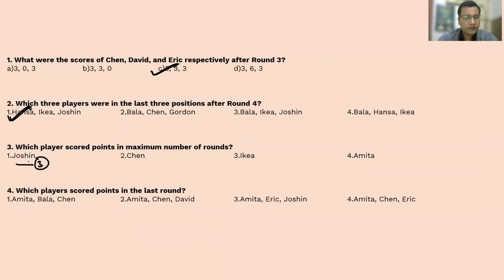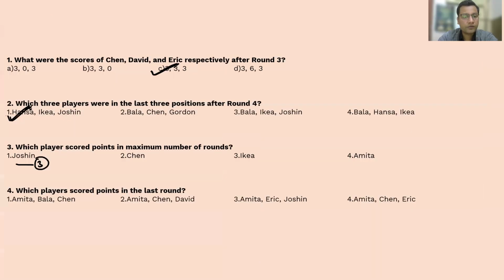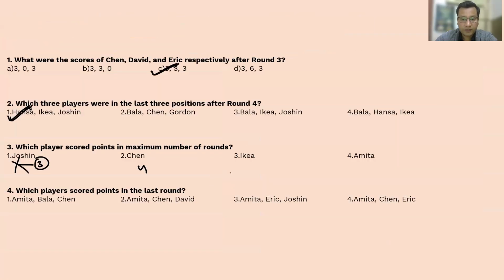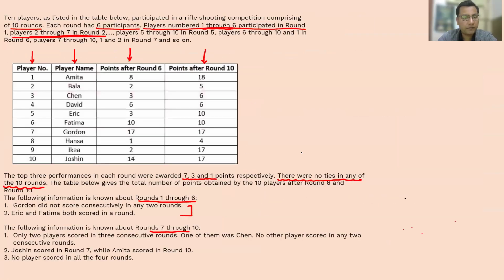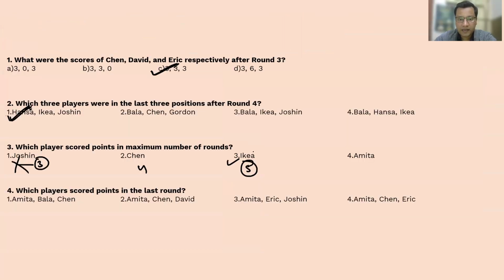Let's check for C. C has scored in round 1, and then 2, 3, and 4. So he has scored in 4 rounds, so this is not your answer. Let's check for I. I scored in 1, 2, 3, 4, 5. So I scored in 5 rounds. And lastly, let's check for A. A scored in round 1, 2, 3, 4. So for sure now I can say I will be the correct answer. So this is 4 only, and I is the correct answer.